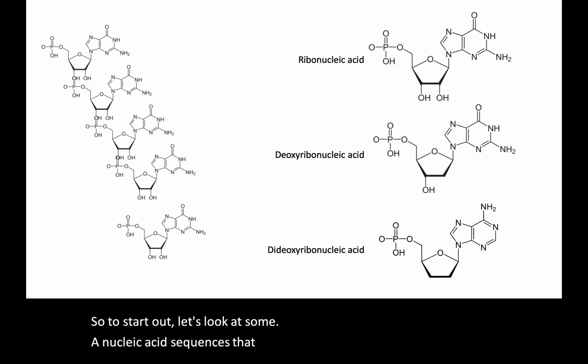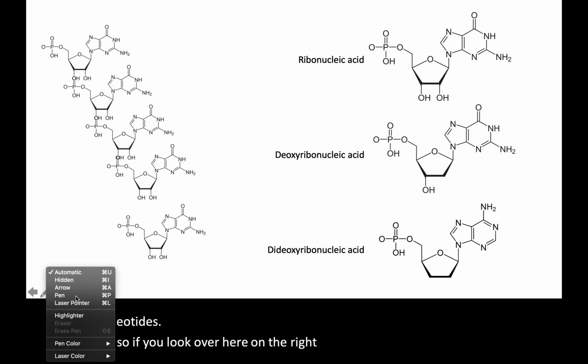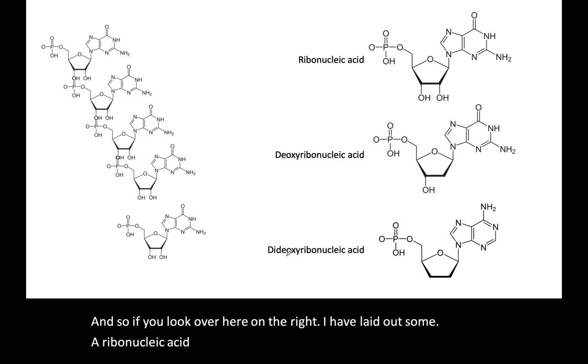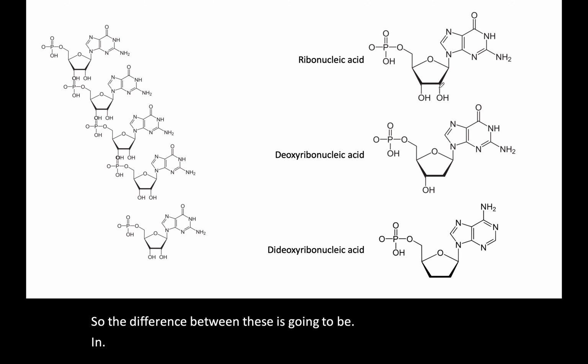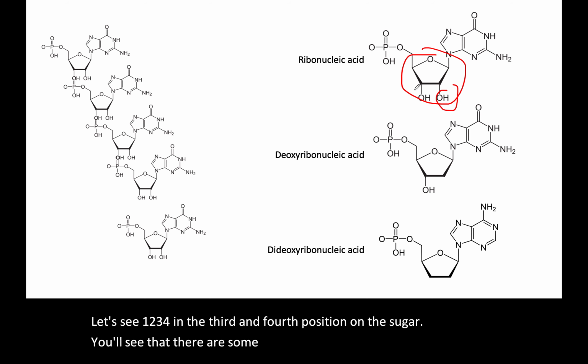So these are different types of nucleotides. If you look over here on the right, I have laid out a ribonucleic acid, a deoxyribonucleic acid, and something called a dideoxyribonucleic acid. The difference between these is going to be in the third and fourth position on the sugar, where you'll see that there are some hydroxyl groups sticking out.